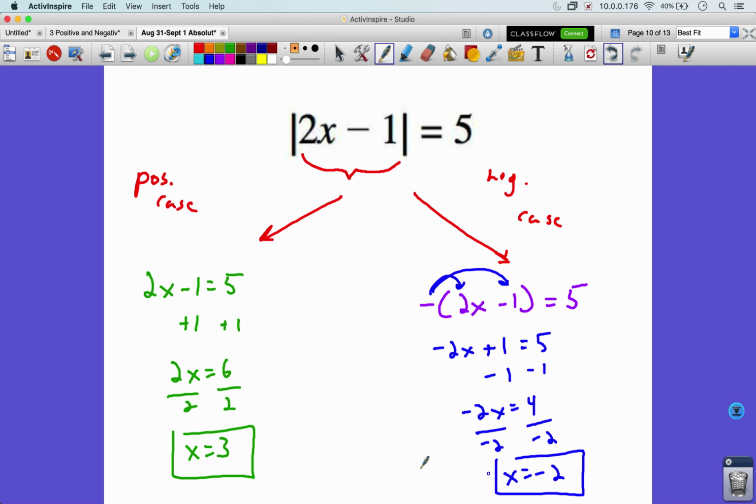So it's both of these. We have two answers, a 3 and a negative 2. Let's try plugging in that negative 2. That would get us negative 4 minus 1, negative 5. The absolute value of negative 5 equals 5. Yep, that's another true statement.